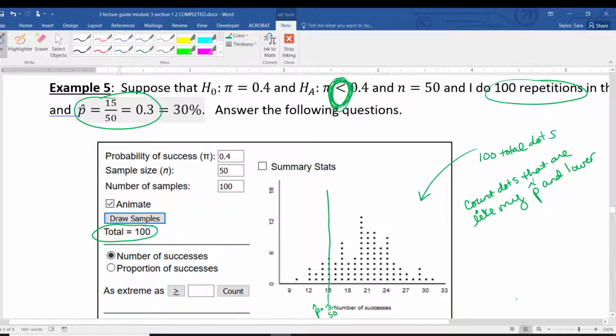Okay, so right at p-hat equals 15 out of 50, there's 1, 2, 3, 4, 5 dots. I got to count those 5 dots and all the ones that are less than that as well. So there's 5 dots right at 15. Then there's additional 4 here. So there's 5 right here, 4 more here, 2 more here, 3 more here, and 1 there. That's 15 total dots out of a total of 100 total dots in the null distribution.